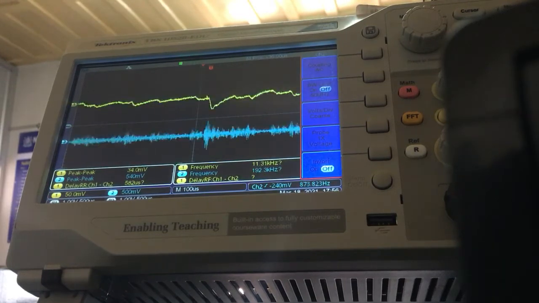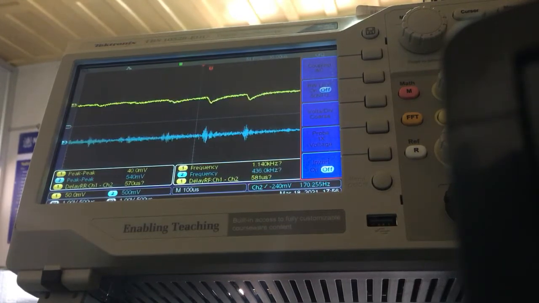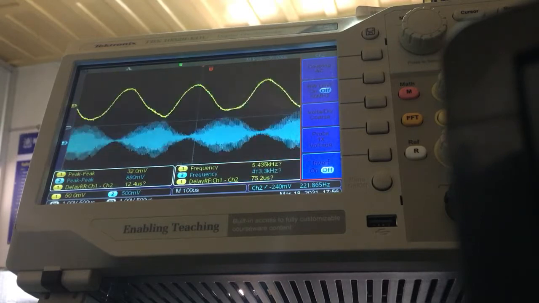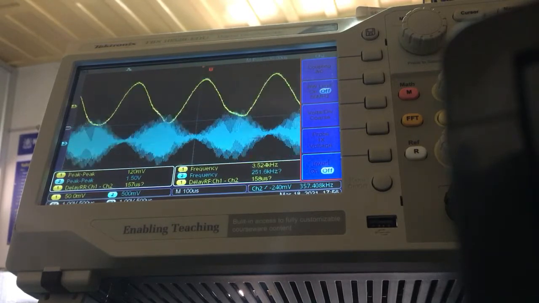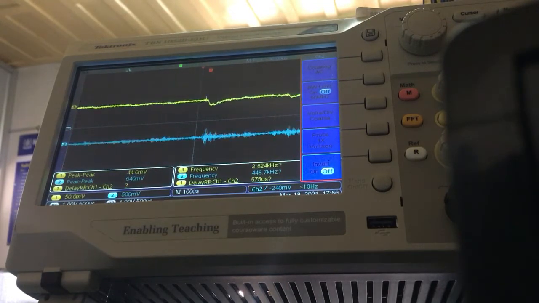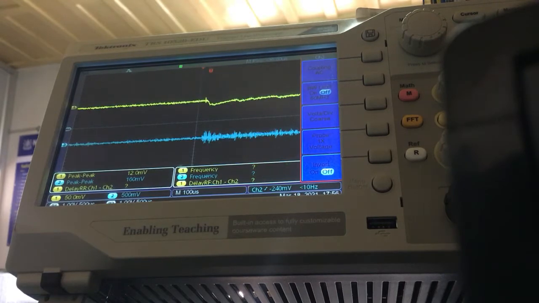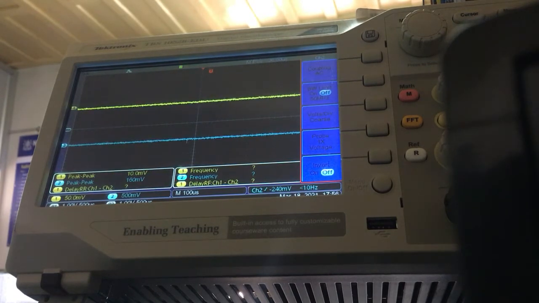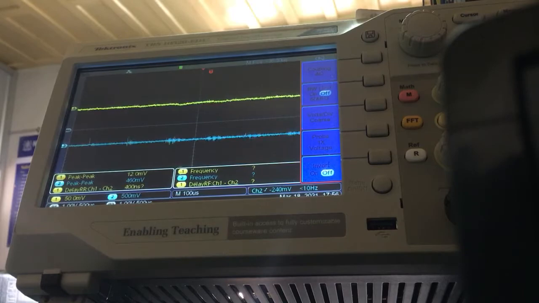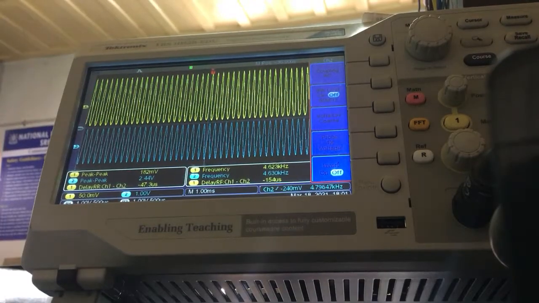And again, if you slowly increase it to the resonance, which is 1 megahertz in this case, again the signal is retrieved. And if we increase the frequency, again the signal amplitude reduces. By that we can calculate the selectivity. Also, the fidelity of the receiver can be measured.